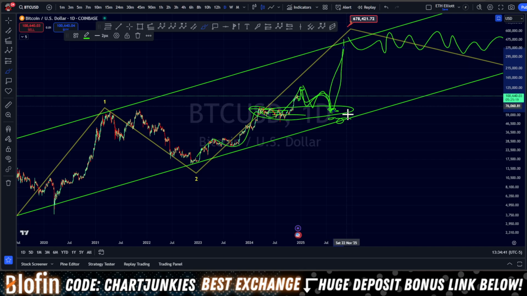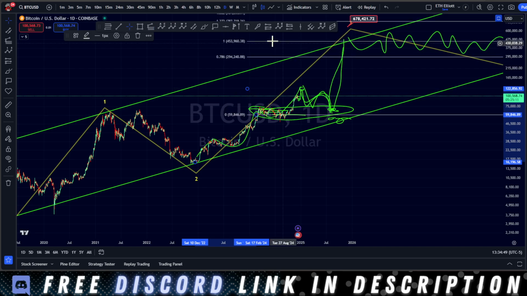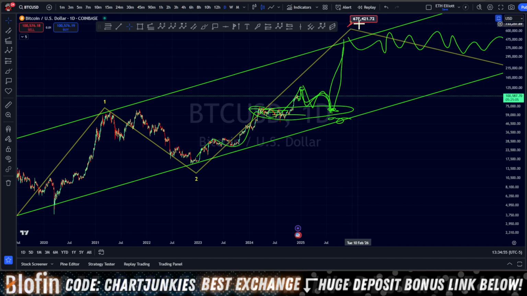Targets are very high on this bounce, if this is the count of this place. Essentially, I'm pulling the 1-to-1 extension right here. Boom, matches up right up with the top end of this parallel channel. Love it. Comes in at around 450 to 500K, depending on how quick this goes up.